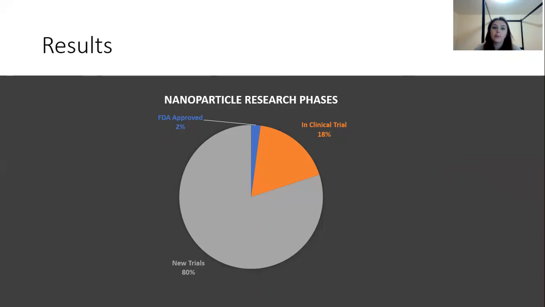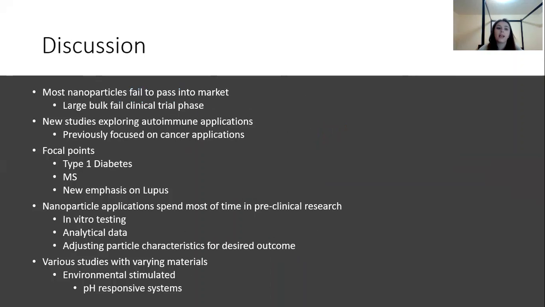And this graph is showing that the bulk of nanoparticle research lies in this new trial phase, with about 80% of studies in this new trial phase and only about 18% going on to clinical trials, and then only 2% becoming FDA approved. So again, a lot of the bulk of these studies lie in trials in mice. Most nanoparticles fail to pass into market because a large bulk of these studies fail the clinical trial phase, because it requires fine tuning of particles and not knowing how it's going to react in humans.